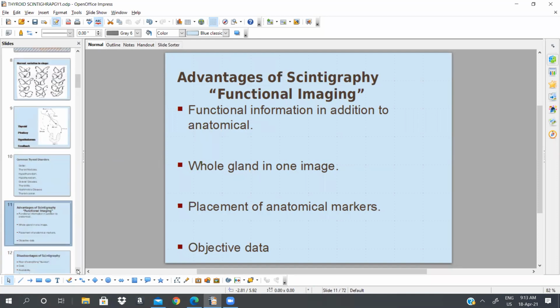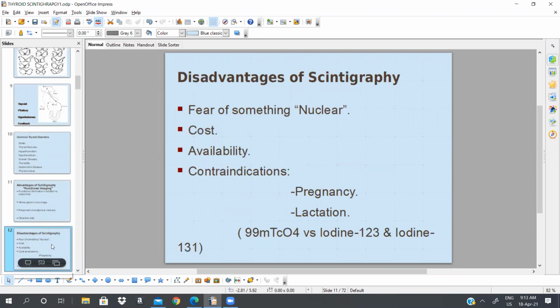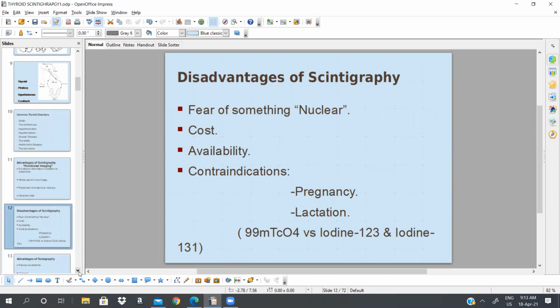As for the disadvantages of nuclear medicine, the first thing is the fear of something nuclear. People think nuclear is related to weapons or bombs, so there is some fear when you hear the word nuclear. But why do they call it nuclear? Because the gamma rays come from the nucleus, not from the outer shell electrons. And of course, another disadvantage is cost. It's costly because you need this radioactive material, which should be brought from a nuclear reactor, and the equipment, the gamma camera, is very expensive. Also availability, because you need a nuclear reactor to produce the molybdenum, which I showed you in the generator.